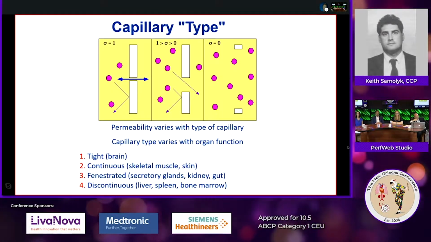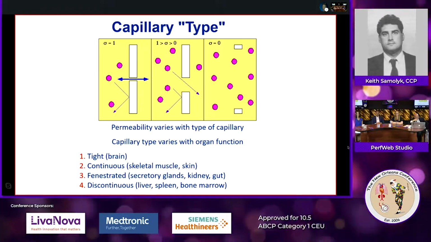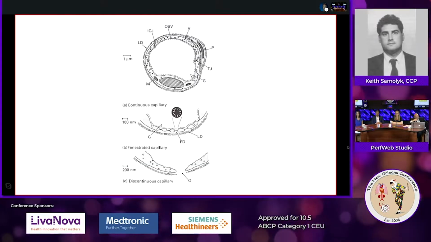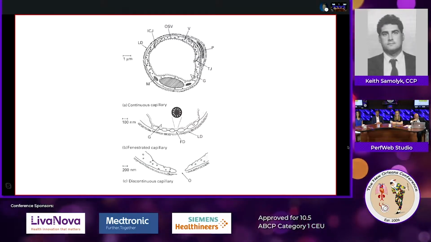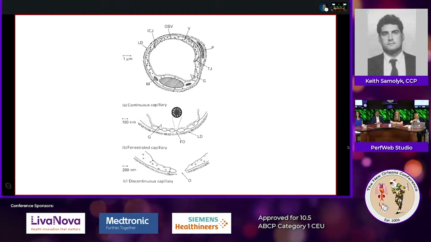So there's 4 types of capillary beds. We've all been taught this. You have your tight, continuous, fenestrated, and discontinuous in different parts of your body everywhere. And this is just another representation of a continuous, a fenestrated, and a discontinuous capillary bed.